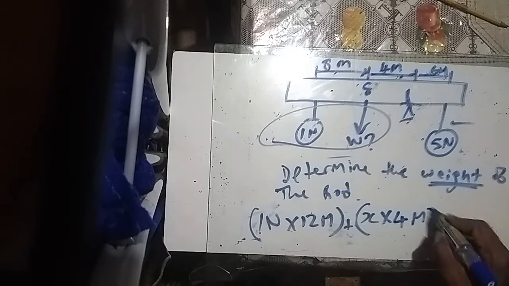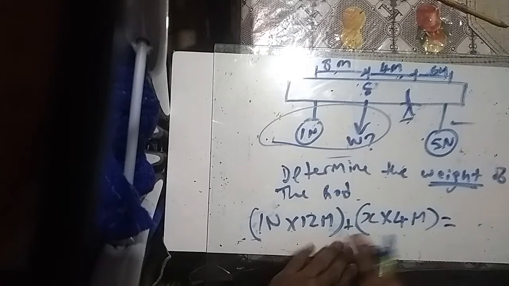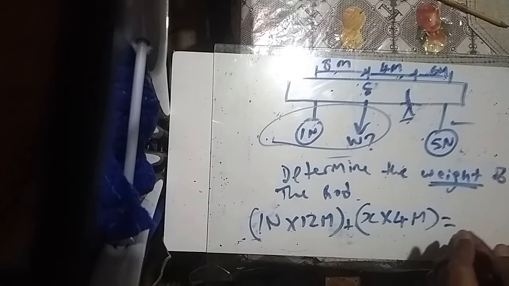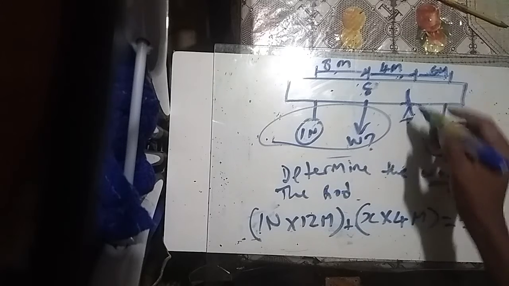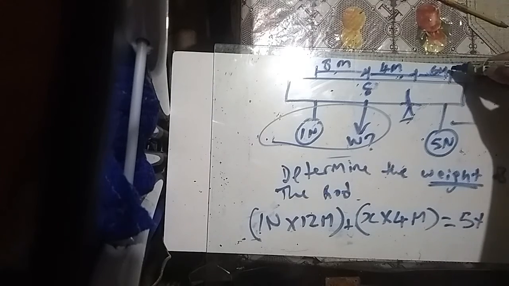Bracket that, which is equal to, so the total of them over here must be equal to the 5 Newton times its distance away from the pivot, which is 6 meters. Okay, can you see that 6 meters right there?